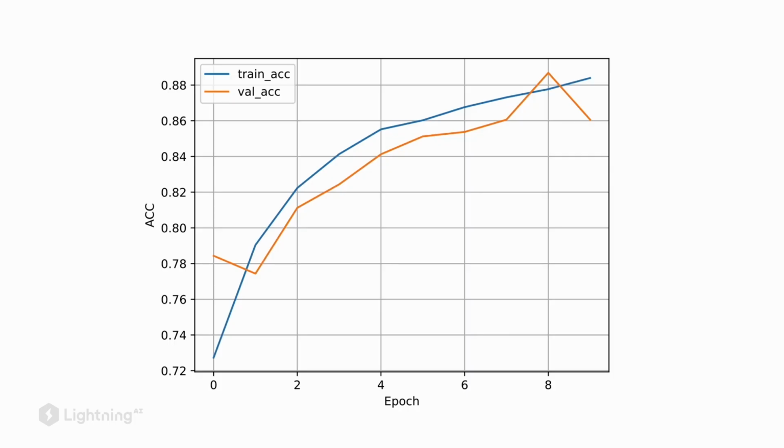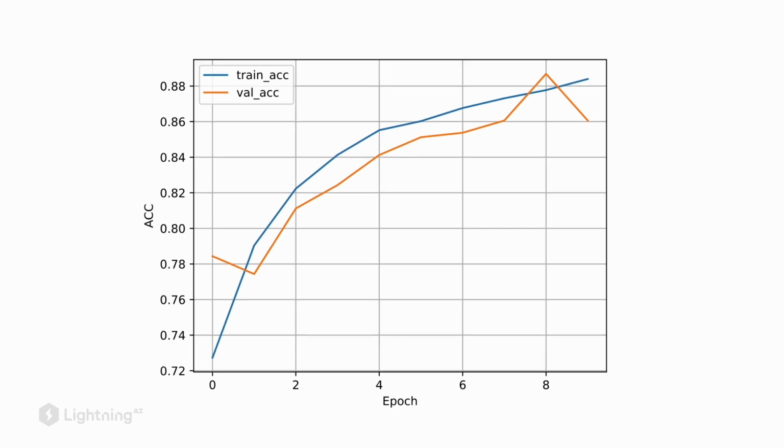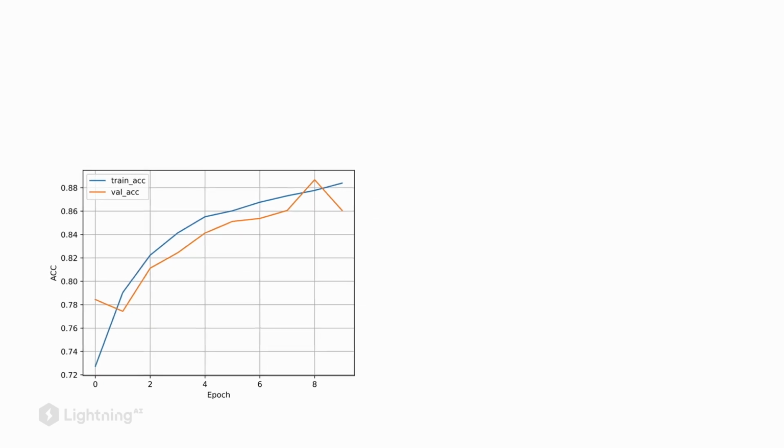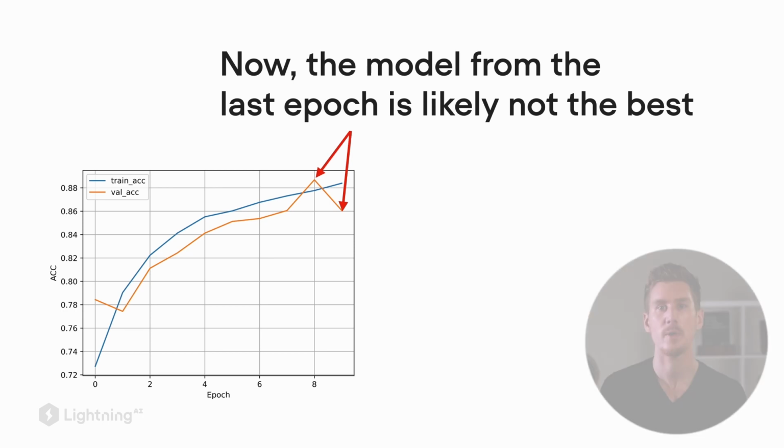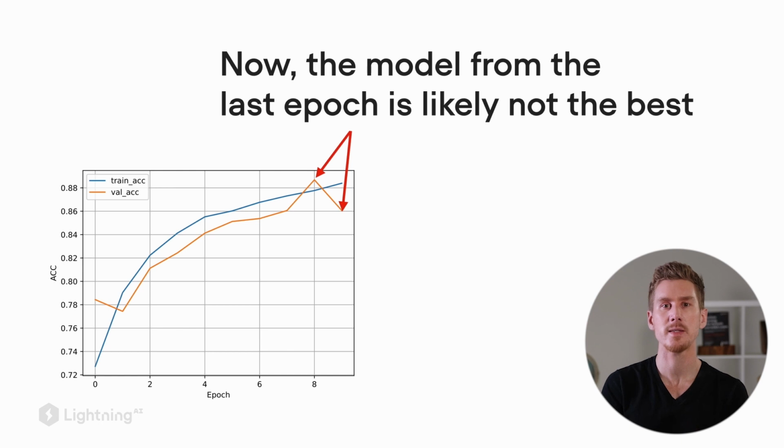But coming back to our plot here, there's one interesting aspect that we can observe. Assuming for simplicity here that this is not an outlier due to noise, what we can see here is that the previous epoch is actually better than the last epoch in terms of the validation set accuracy. Or in other words, the model from the last epoch is likely not the best model here. And let's suppose we are interested in obtaining this best model from the second to last epoch.